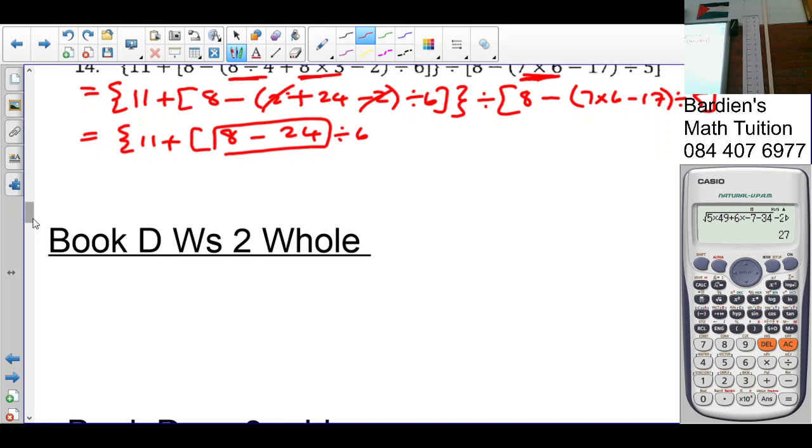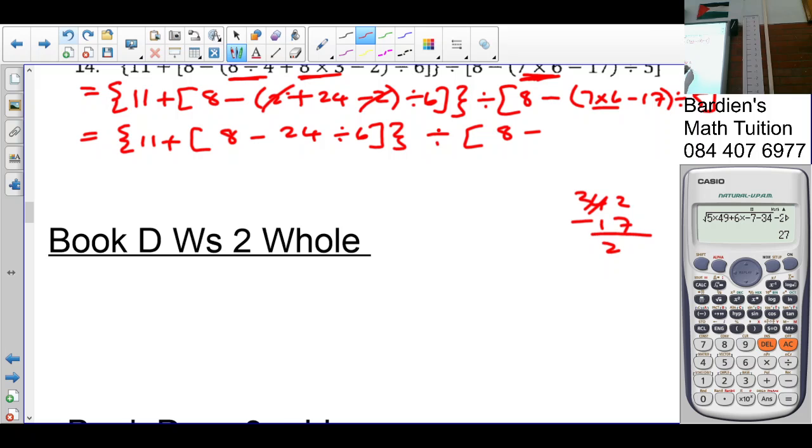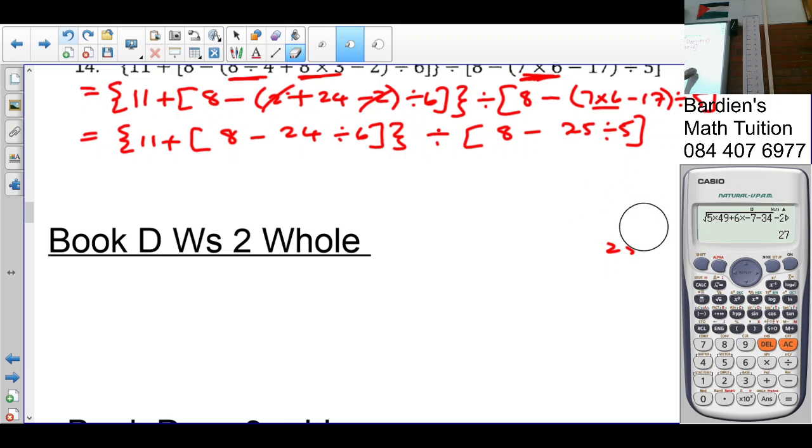But according to BODMAS, what should you have done first? I suppose I've done it. That's your mistake. Okay. Now let's go through the sum, the answer here. So that's divided by 8 minus, that's going to give you 42 minus 17 is 25. Divided by 5. Okay. So again, that needs to be done first, and that was your mistake.